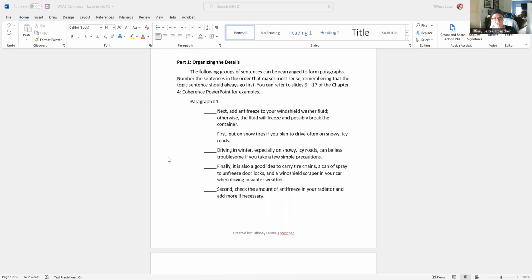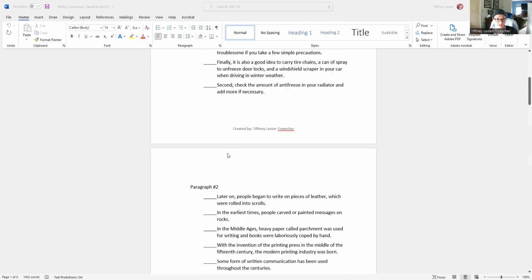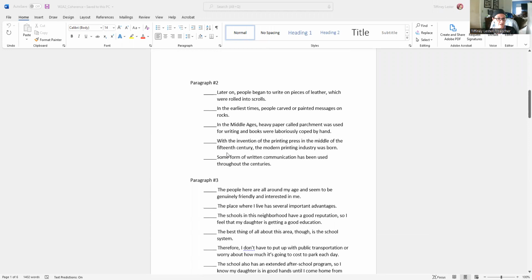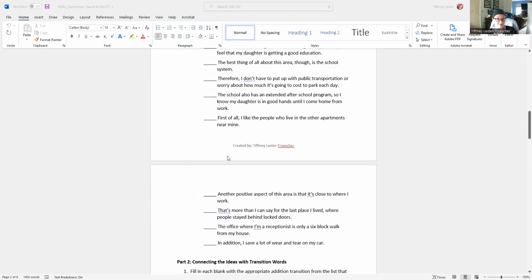Then which sentence probably comes next? Mark it with a 2. Which one probably comes after that? Mark it with a 3. And so on and so forth. You've got 3 of these paragraphs. Paragraph 1 and paragraph 2 are both 5 sentences each. Paragraph 3 is 11 sentences.